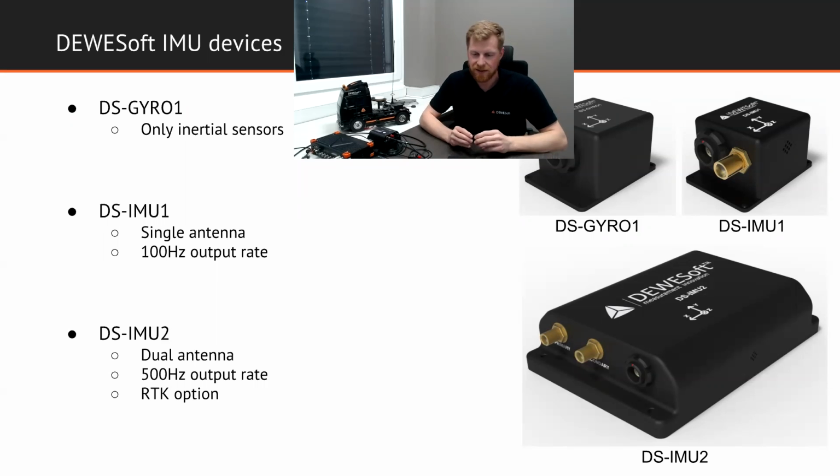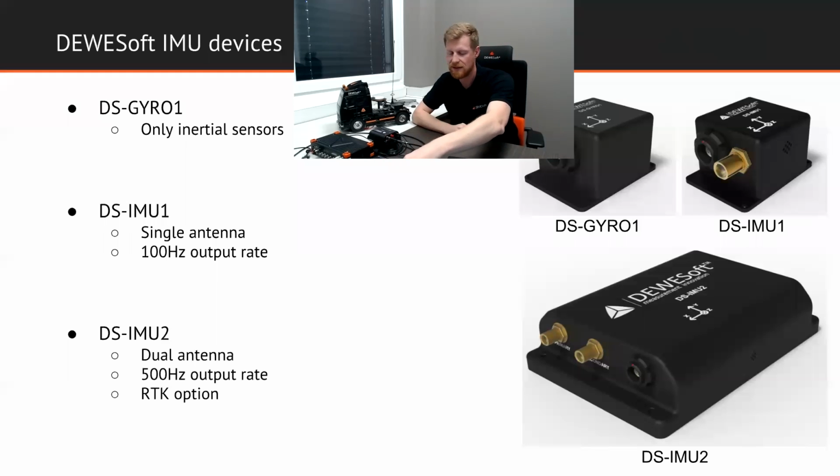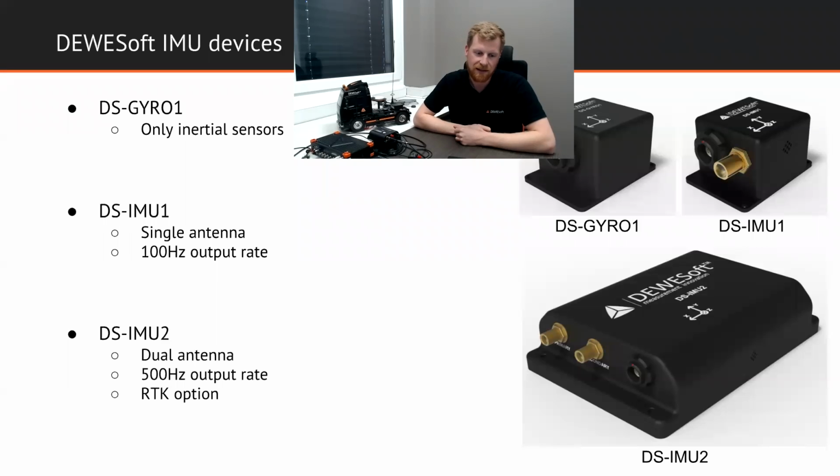We have two of these smaller devices. One is the Gyro one and one is the IMU1. The difference between them is that the Gyro one doesn't have a GPS receiver inside, so it's basically just an IMU device. It has accelerometers, gyroscopes, and magnetometers inside. And the IMU1 also has a GPS inside, so it's an actual IMU and GPS device. They have a 100 Hertz output rate.